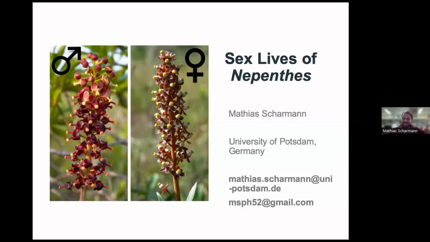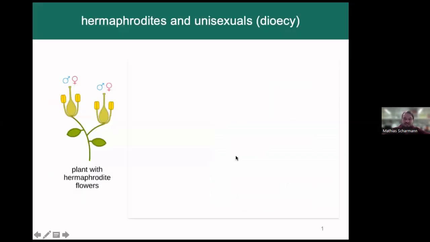Thanks to the ICPS for allowing me to talk about some of my favorite topics, which is Nepenthes and the sex in plants. So I'm going to start with a little bit of background about sex in plants. And usually plants are hermaphrodites. So they make both male and female organs on the same plant, as you can see here on the left.